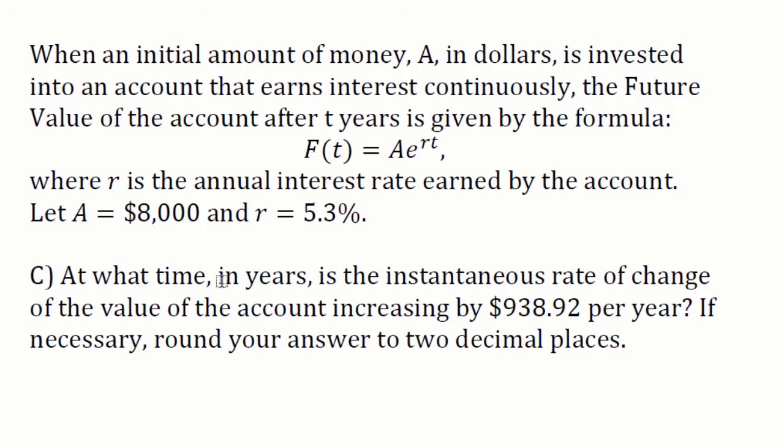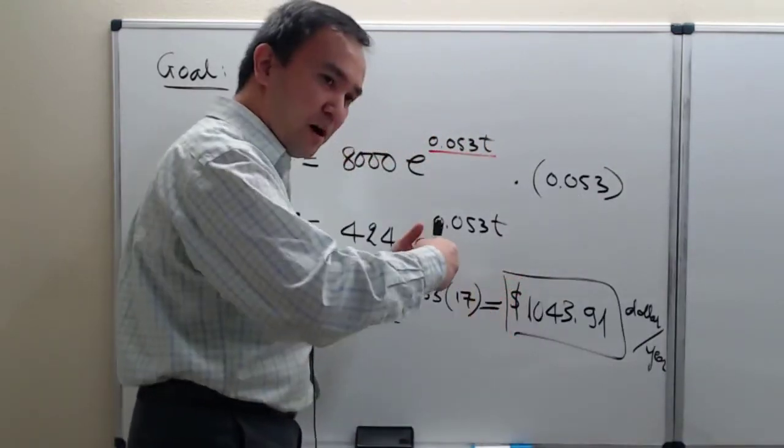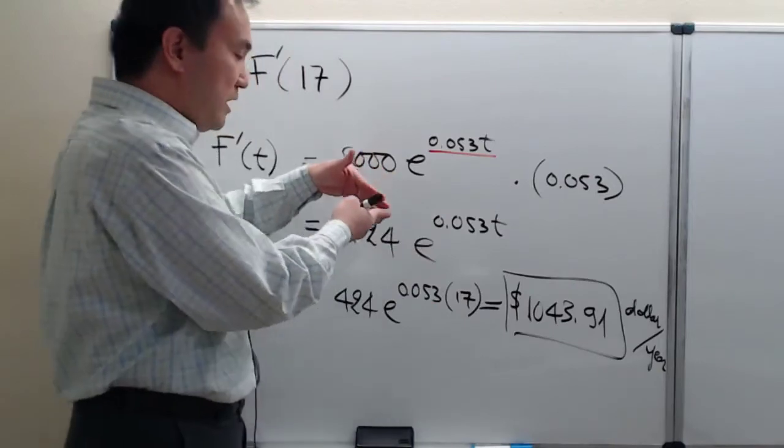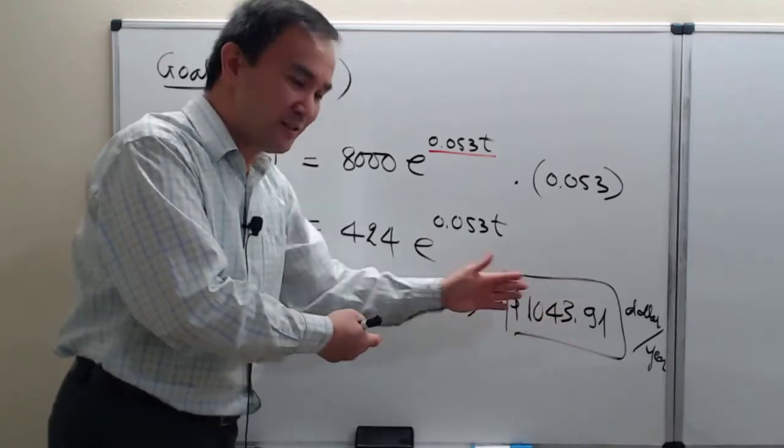At what time in years is the instantaneous rate of change of the value in the account increasing by 938.92 per year? Okay, so increasing. Now this is a term that I could have also mentioned at the end of our example of part A. So let me quickly swing back to that. You see the answer we had there was positive, so it's a positive rate of change. That means our money is still growing, still increasing, and that's why having a positive rate of change means we're increasing.